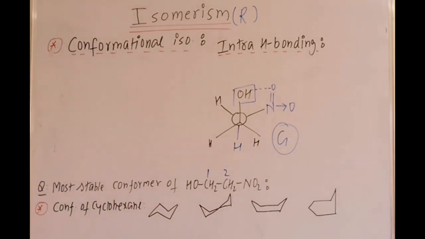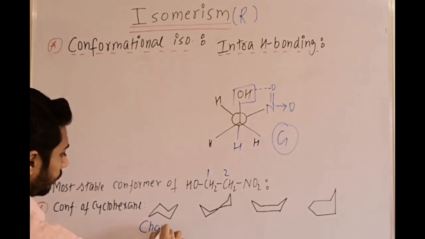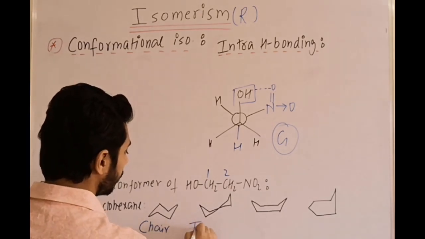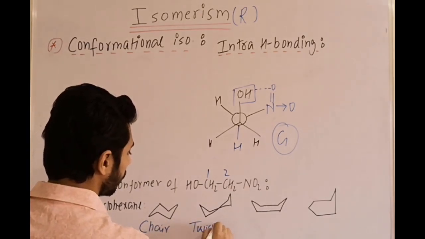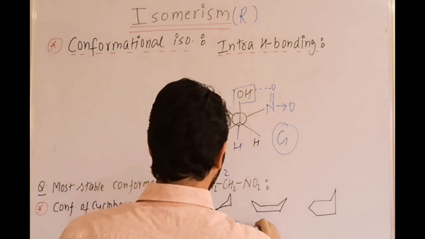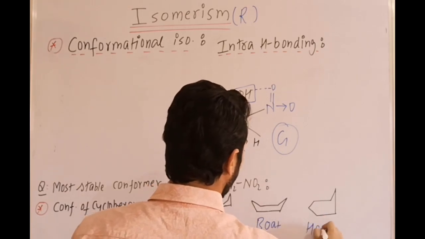Then next is the conformations of cyclohexane. Now in cyclohexane we have these conformations. First is the chair form. This is a chair form. Second is twist boat. Twist boat form. Third is boat form. Fourth is half chair.